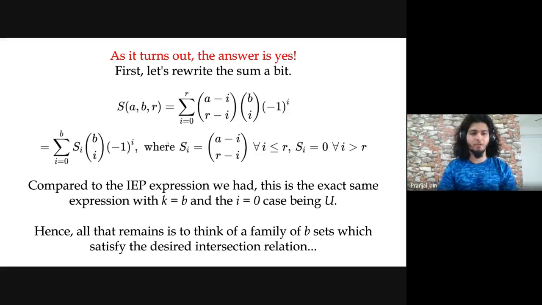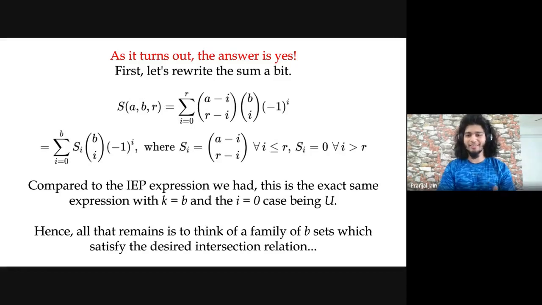So yeah, that's what I've said over here, that if you compare it to the inclusion-exclusion principle, in the inclusion-exclusion principle, we had used K. So if you replace K with B, you get this exact scenario. And as I said, the I equal to 0 case will be U. So your universal set is the I equal to 0 case.